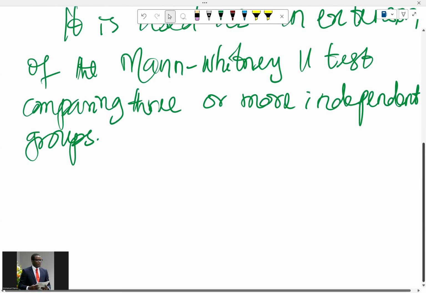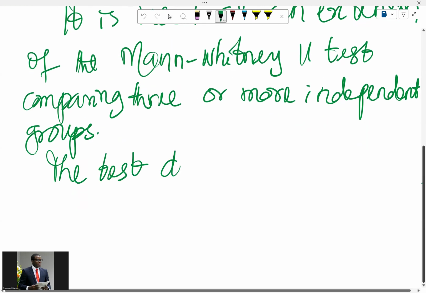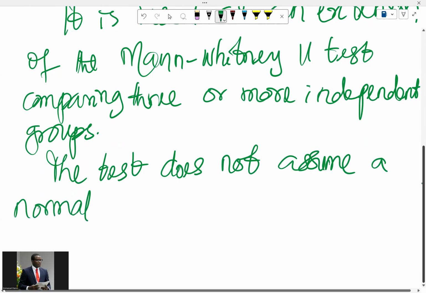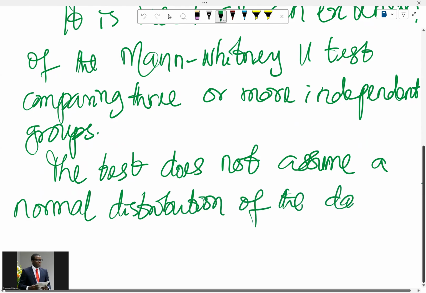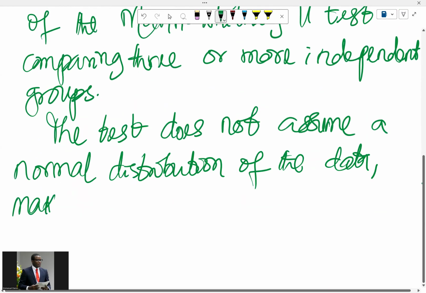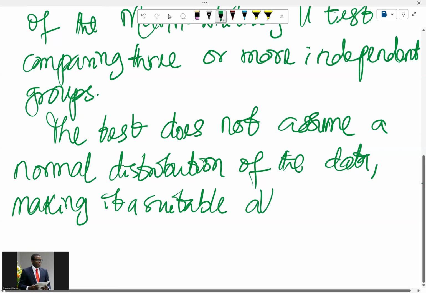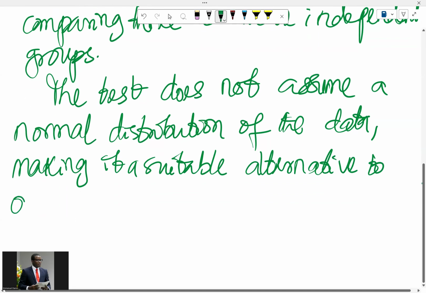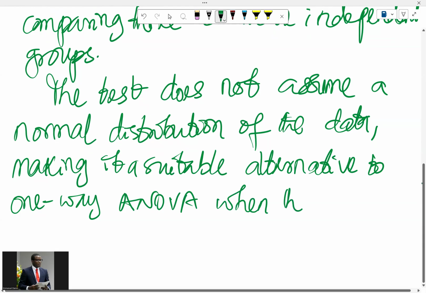So back to the Kruskal-Wallis test, right? The test does not assume a normal distribution of the data, making it a suitable alternative to one-way ANOVA when the assumptions of ANOVA are not met.